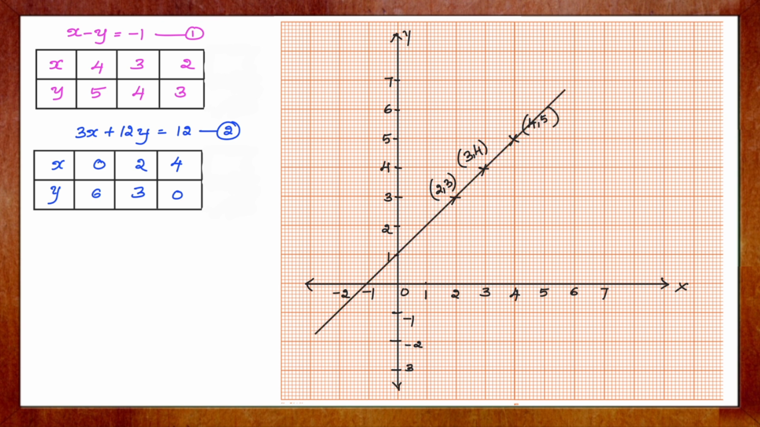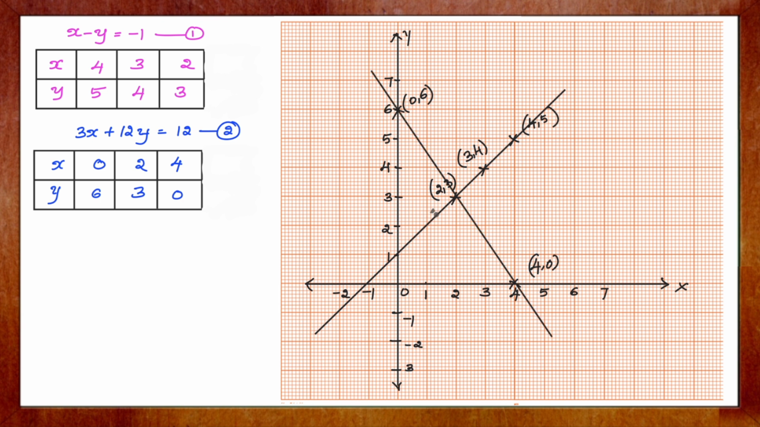Now similarly for the second equation, when x is 0, y is 6. This is 0 comma 6. And when x is 2, y is 3. So this is the point. Already we have indicated it for the first equation. When x is 4, y is 0. So this is 4, 0. Let us join these points.